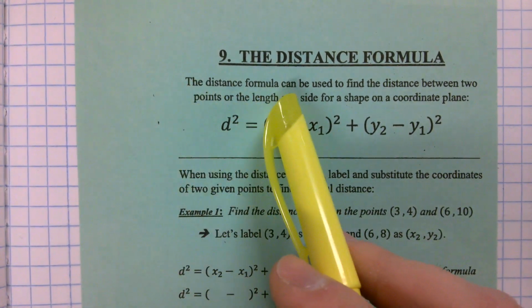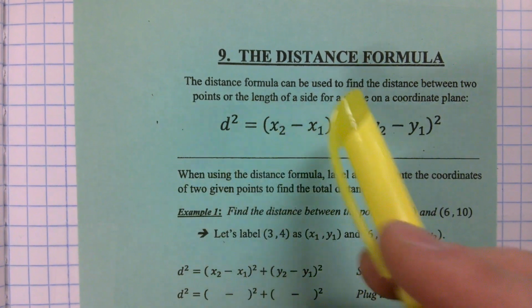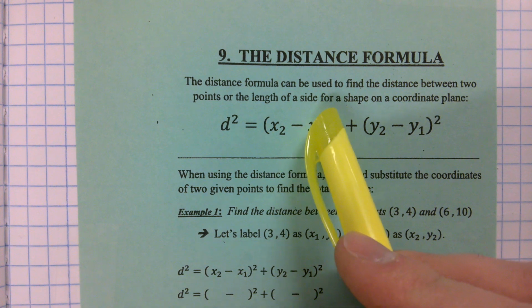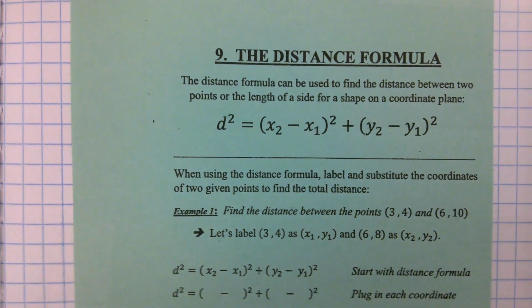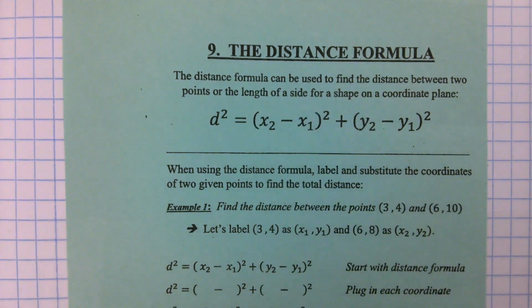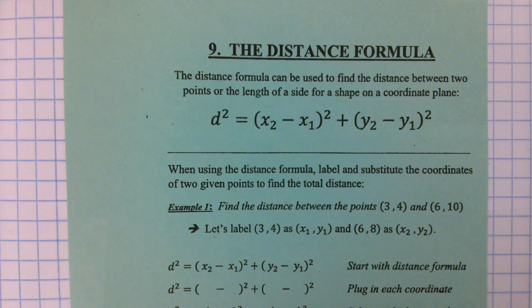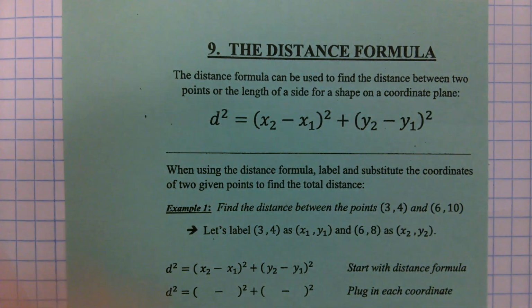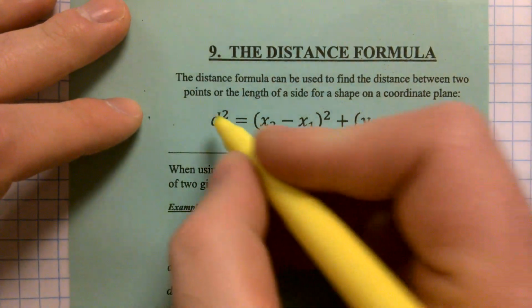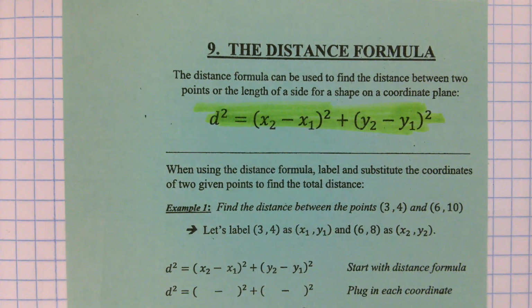The distance formula we can use to find the distance between 2 points, or the length of a side for a shape on a coordinate plane. That's what we're going to build up to. We're going to start talking about triangles here at the end of the week. Today we're just looking at the distance between 2 points. So do me a favor, go ahead and highlight this formula, just so when we're flipping through our notebook, our eyes get drawn to it in case we need it, which we will.